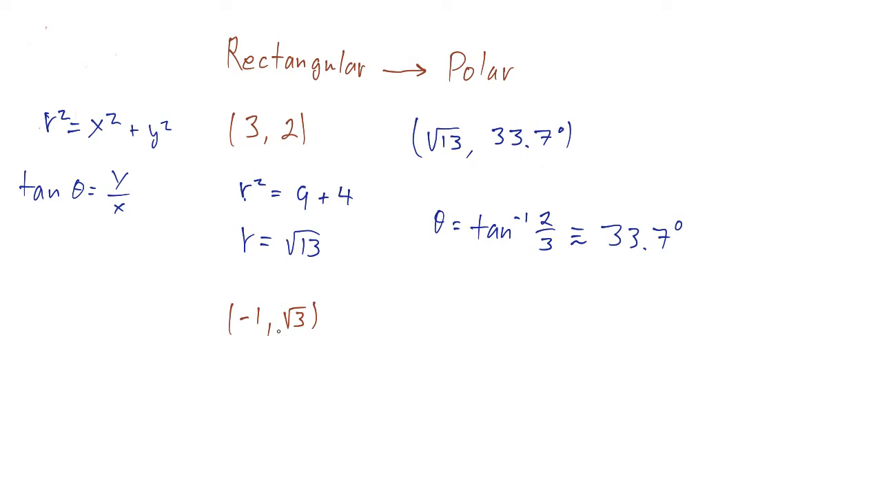Let's try another one. How about x is negative 1, y is square root of 3? Well, to figure out what r is, we would use r squared is equal to 1 plus 3. Negative 1 squared is 1. Square root of 3 squared is 3. So that's 4. So r is equal to square root of 4. That's 2. All right, so my polar coordinates are 2 comma something. And to figure out what theta is, again, I can use theta is equal to tangent inverse of the square root of 3 over negative 1.